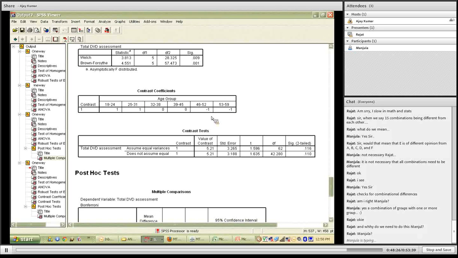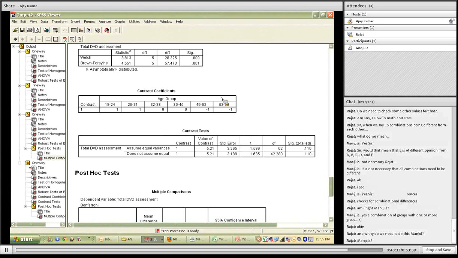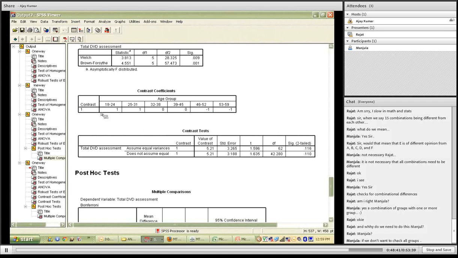So when you have two opposite sign, equal weight things, contrast treats them as one group. The moment I gave sum for these two as 2 and the sum for these two as -2, this is called contrast number 1. Contrast number 1 compares these two as a whole and these two as a whole. Now you see total DVD assessment, contrast test.